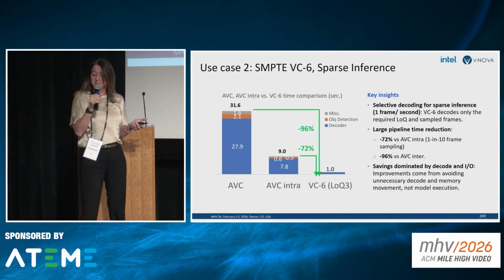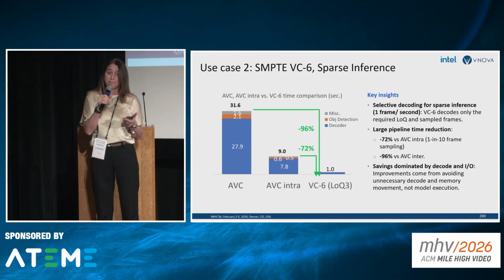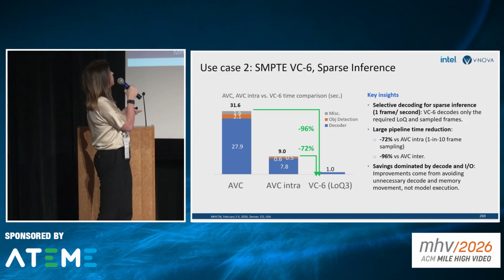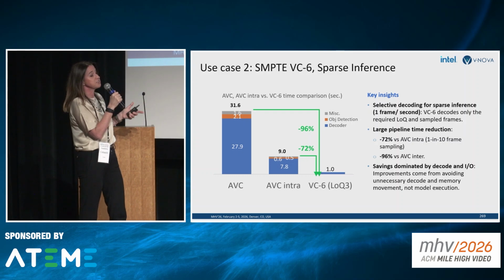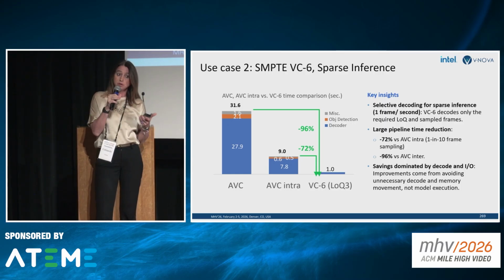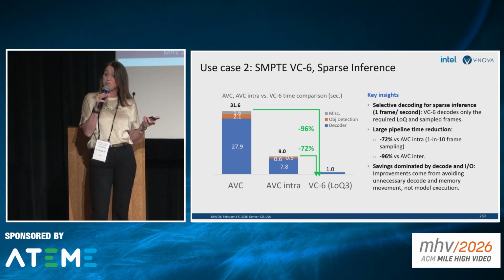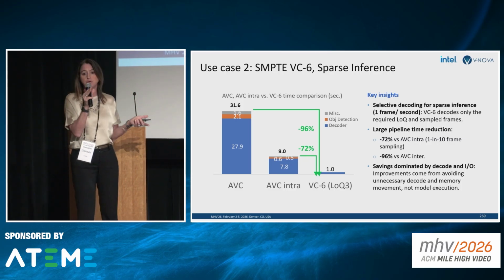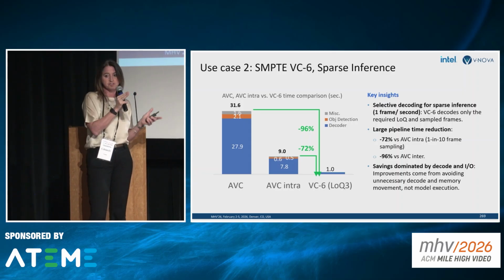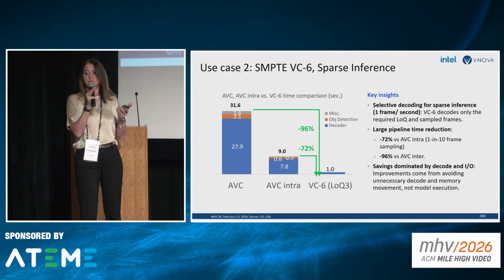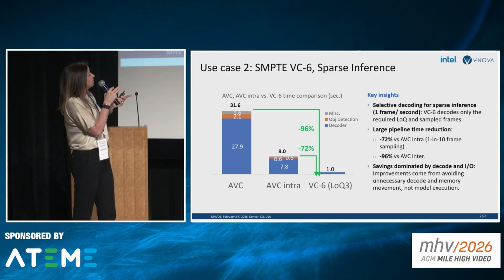Moving to VC6, things are getting very interesting, and the outcomes are confirmed and possibly even enhanced. So in the case of VC6, we use a sparse inference scenario. So we did not analyze all the frames, but we sampled 1 every 10 frames. And so we compared VC6 against 2 AVC flavors, traditional AVC inter, but also AVC intra, to basically have an apple-with-apple comparison against 2 intra codecs.